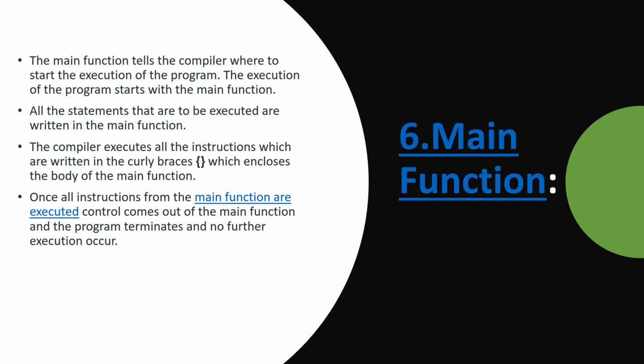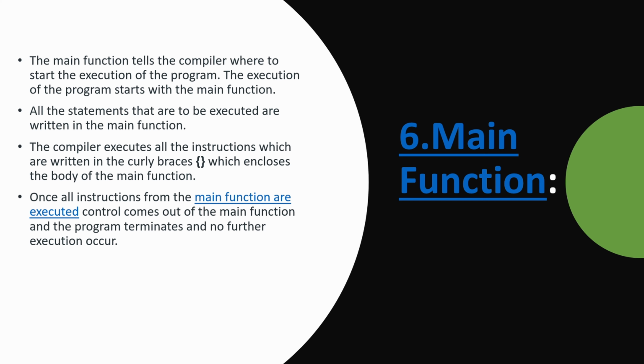I will display the program. For the main function we have curly braces, right? So every statement in the curly braces will be executed. All the statements and instructions from the main function are executed. Control comes out of the main function and the program terminates, and no further execution occurs.